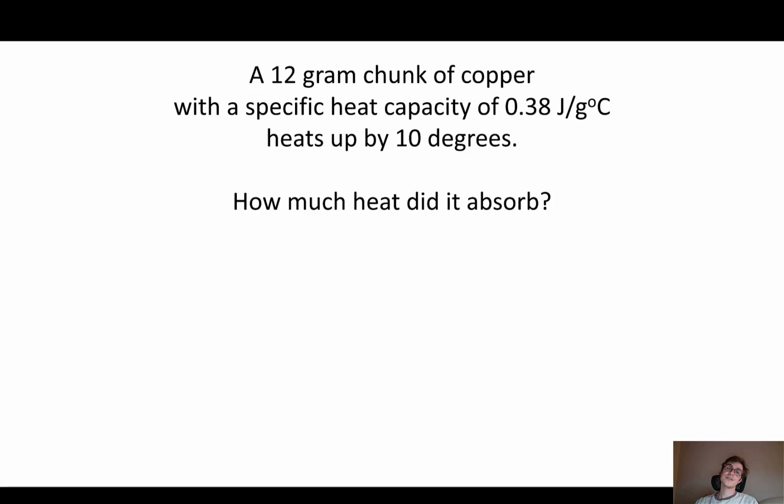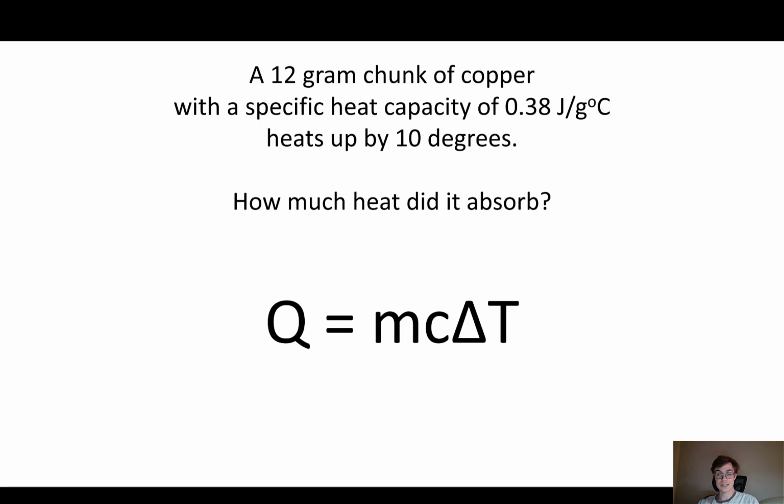A 12-gram chunk of copper, and copper has a specific heat capacity of 0.38 joules per gram degree Celsius, heats up by 10 degrees. How much heat did it absorb? How much heat do you have to give the copper to heat it up by 10 degrees? This is the formula we're using. Q equals M times C times delta T. Heat is mass times specific heat capacity times the change in temperature.